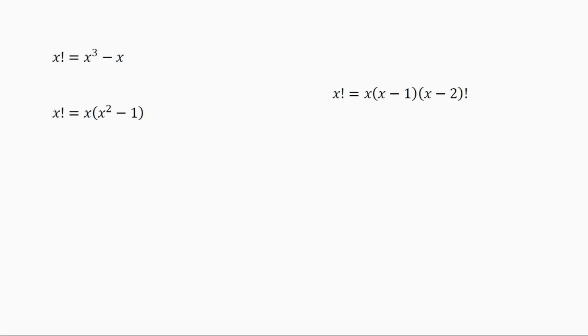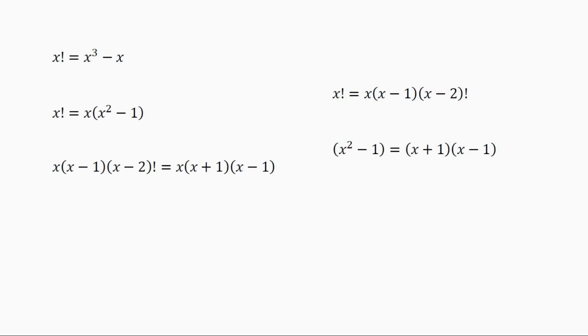We know x factorial equals x into x minus 1 into x minus 2 factorial, and x square minus 1 equals x plus 1 into x minus 1. So we can write x into x minus 1 into x minus 2 factorial equals x into x plus 1 into x minus 1. Now we can do some testing on the question.